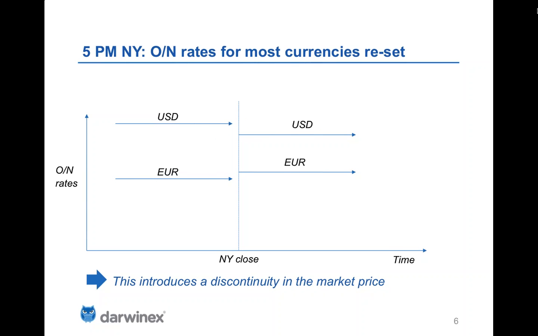So what does this mean? Well, what it means is that you have an overnight rate, which is valid up until New York close for US dollar and the euro, and then boom, the central banks reset that overnight rate, and that changes the relative price of the euro dollar. In other words, there's a discontinuity in the market price on account of the fact that a key component to it is unknown, changes, and then reapplies. And that automatically, of course, drives the price of the currencies.